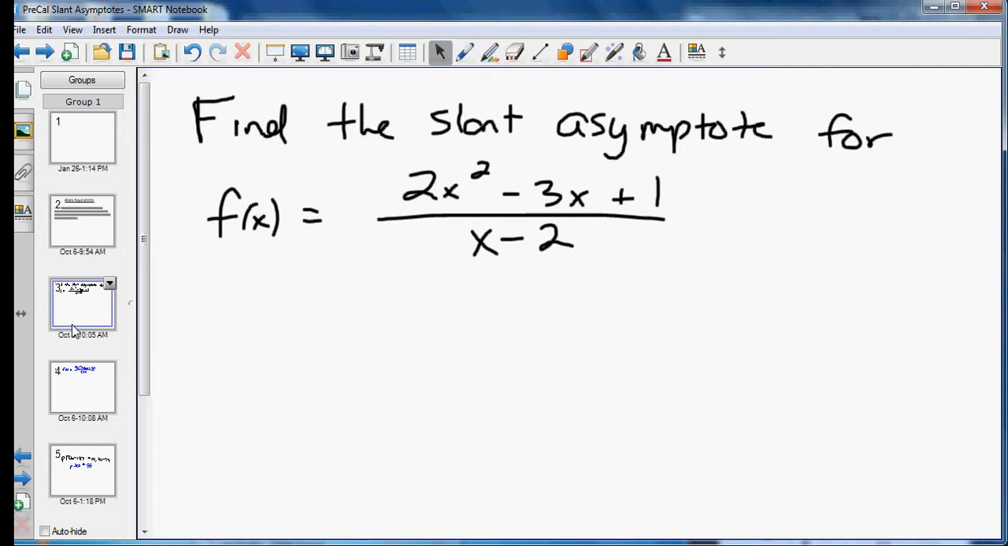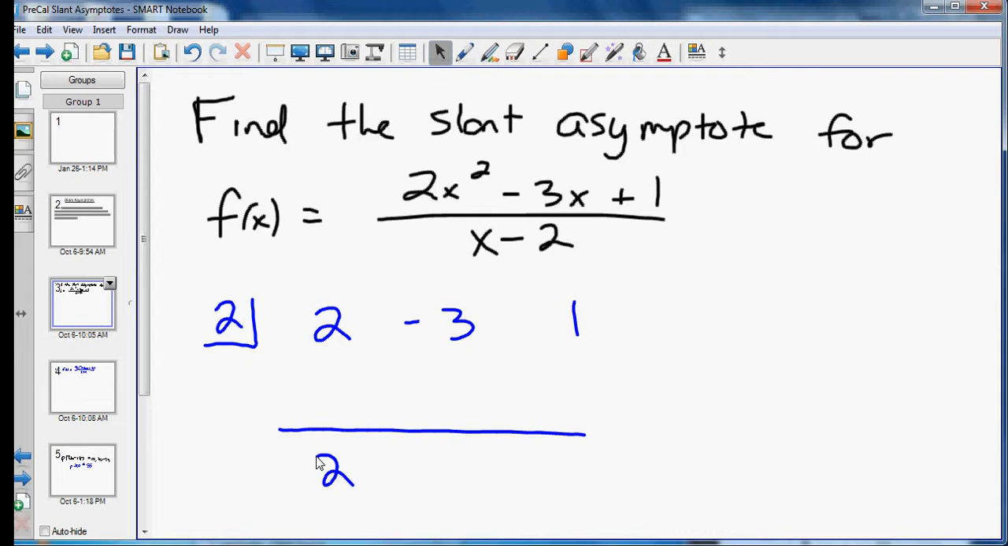So I need to look at what would make the denominator equal 0, and that would be 2. So I put that in the box, then I take the coefficients, 2, negative 3, and positive 1. I bring down the 2. I do 2 times 2, which is 4. Add those together. 2 times 1 is 2. Add those together. I get 3. I started up here with an x squared, but I've divided by x, so that reduces my first term to x to the first, makes this a constant, and then makes this last part the remainder.